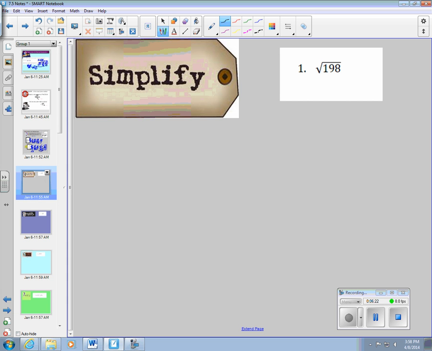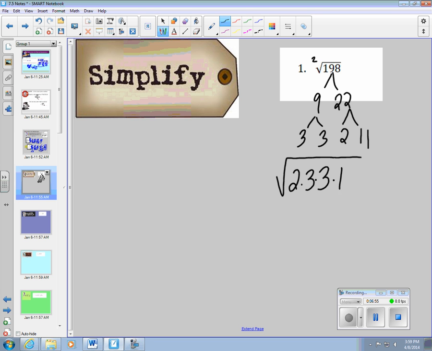So if we look at our first example, we have the square root of 198. The first thing we notice is that we have an index of 2, so we're looking for perfect squares. So the first thing is we're going to factor this into its prime numbers. So 198, we can divide into 9 and 22. Notice that both of these are not prime yet, so we can factor our 9 into 3 and 3, and our 22 into 2 and 11. So rewriting our radical, we can write this as the square root of 2 times 3 times 3 times 11.